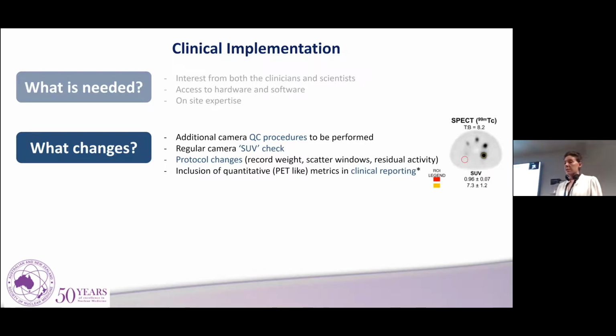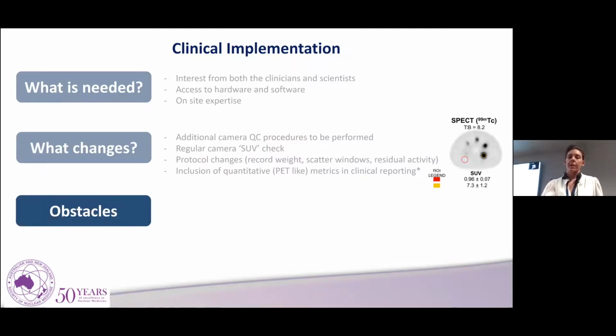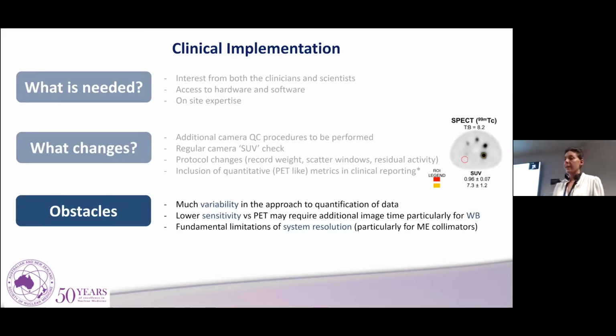For the clinicians, there would obviously be the inclusion down the road of more PET-like metrics in their clinical reporting. And I think, again, it's important to highlight here that we want to get a good understanding of what these metrics mean before we start pushing them into the reports and feeding them back to referrers. What obstacles lie in our way? There's always a few of those.